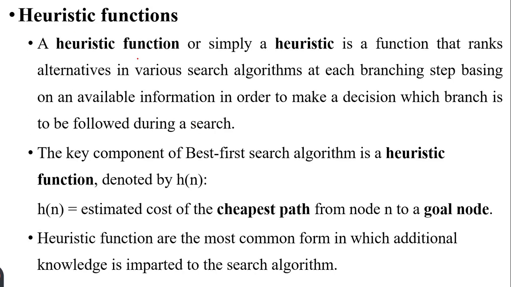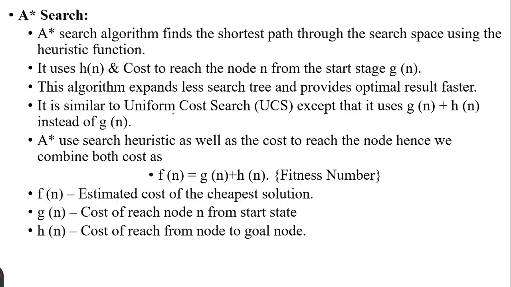Next, we are going to look at heuristic functions. As you know, it is denoted by h of n. It is called the estimated cost of the cheapest path from the node n to the goal state. Heuristic functions are the most common form in which additional knowledge of the problem is imparted to the search algorithm. Okay, right. So we have seen this.